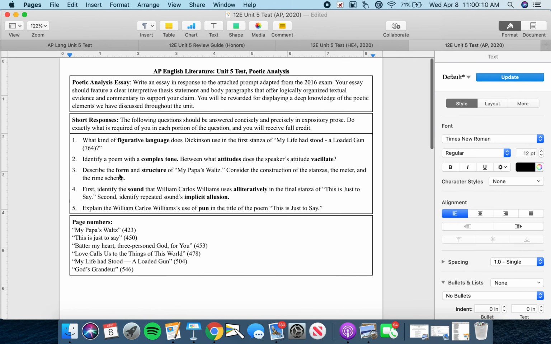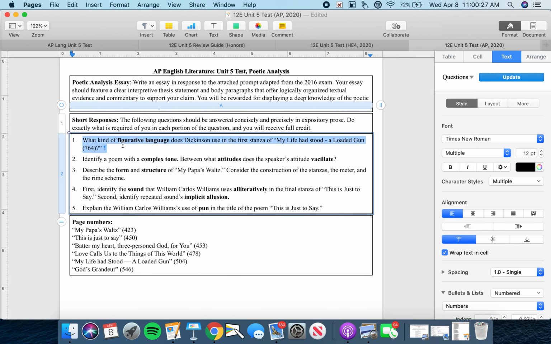Then you need to move on to your short responses. Notice, guys, I am very afraid that some of you will overwrite this, okay, and it will take eons of your time. I am not asking you to analyze the significance of these poetic elements. I am simply asking you to identify what is at work in specific areas of the poem.